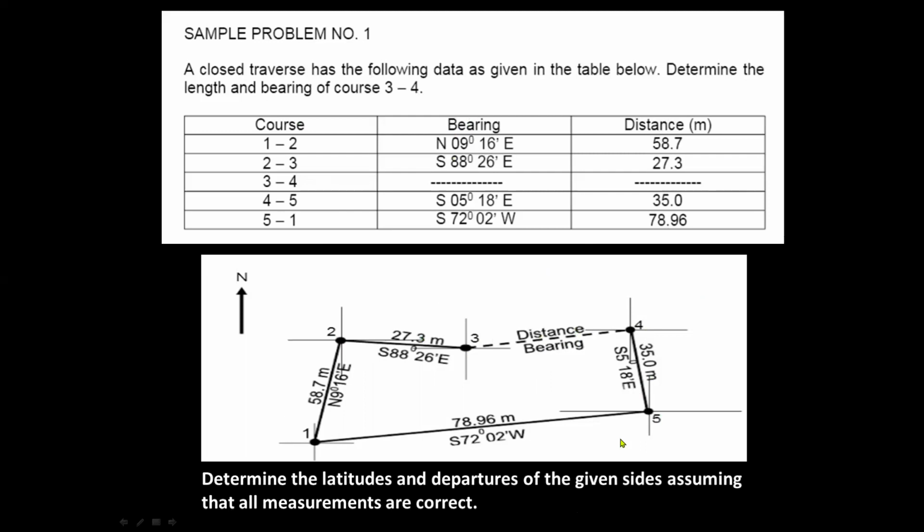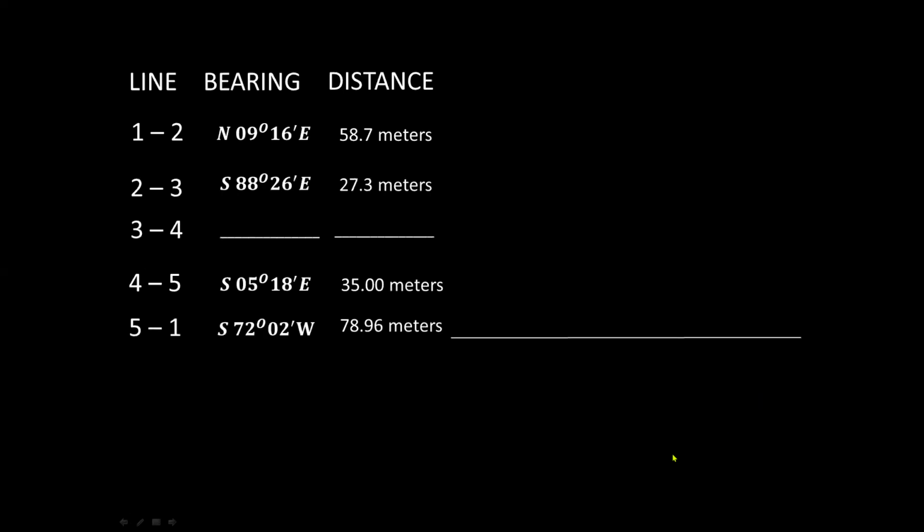So the problem is we have to determine the latitudes and departures of the given sites, assuming that all measurements are correct. So what's next? Given the following, line 1-2 up to line 5-1, with their corresponding bearings and also the distances in each line, excluding the course 3-4. So let's find the value of the latitude and departure of each of them.